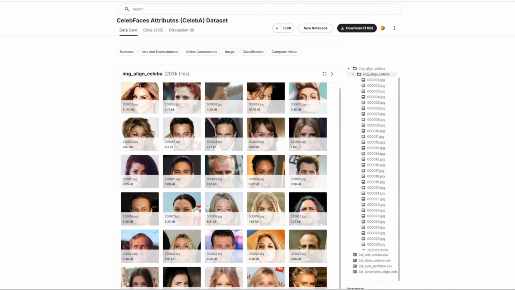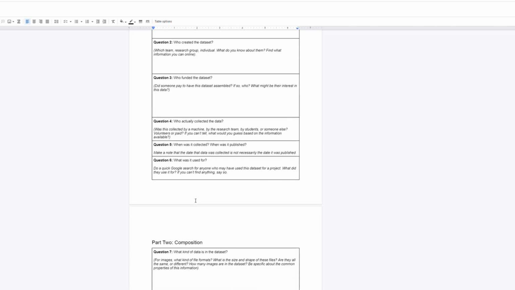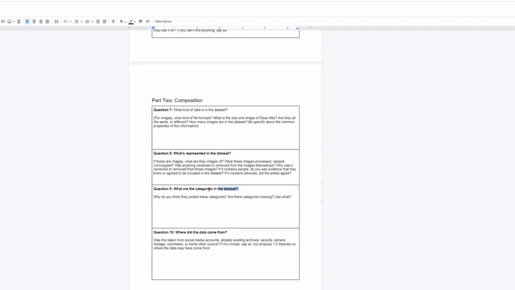There's no categories. So when we go back here, when we ask, right, we scroll down, what are the categories in the data set? There are none. The data set is celebrities. So why do you think they picked these categories? Are there categories missing? What could those categories be? Well, how would you classify celebrities? What categories would you put celebrity faces in? Do they need them? Talk about that a little bit.